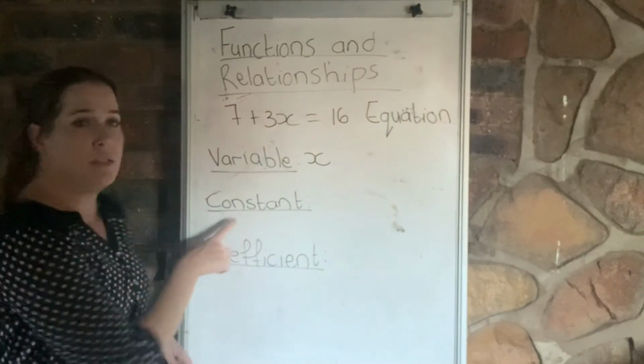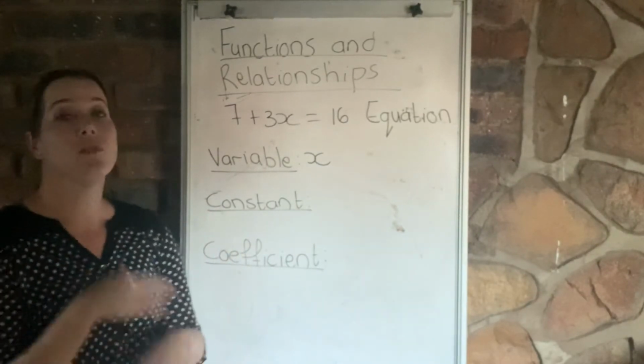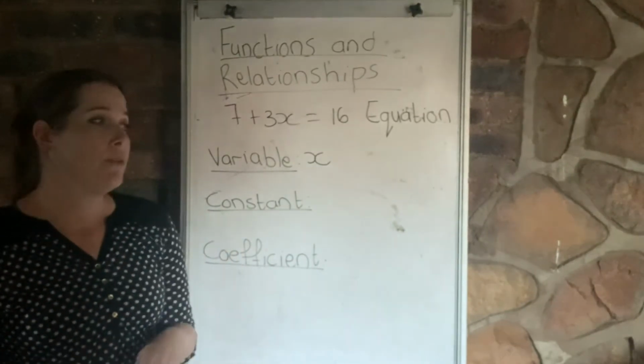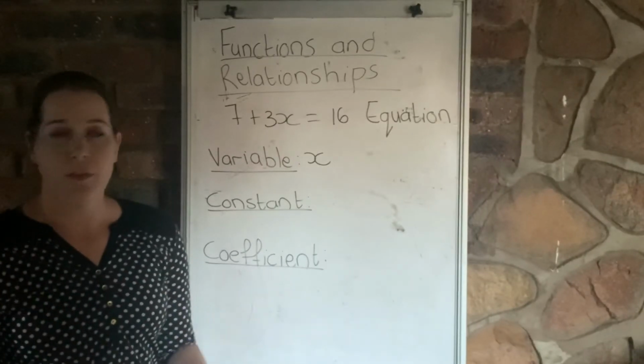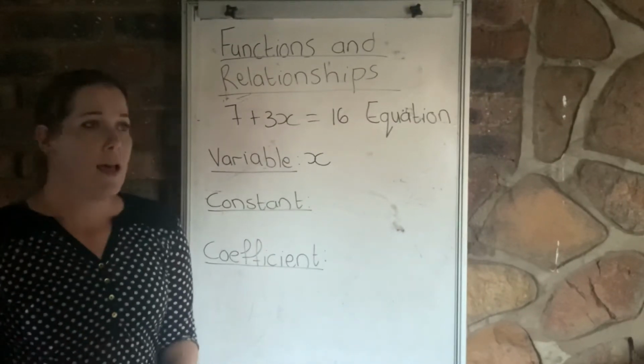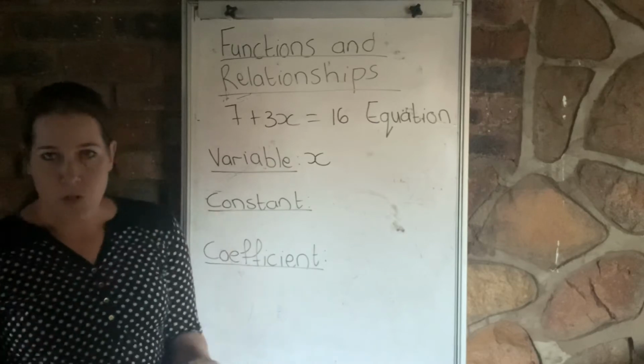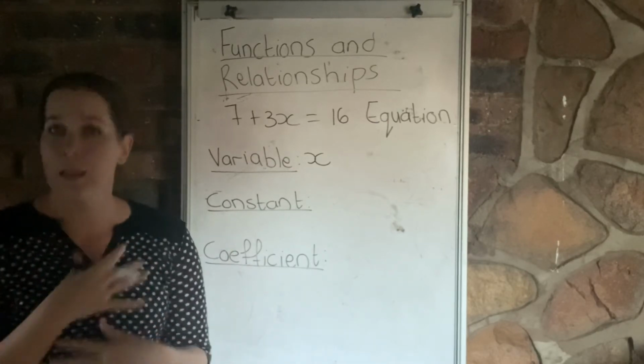A constant, if something is constant, it means it's always like that. So the first day of the month is always the 1st. My birthday is always on the 26th of August. It's a constant. It never changes.